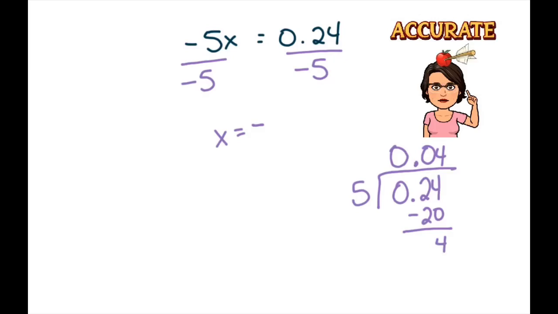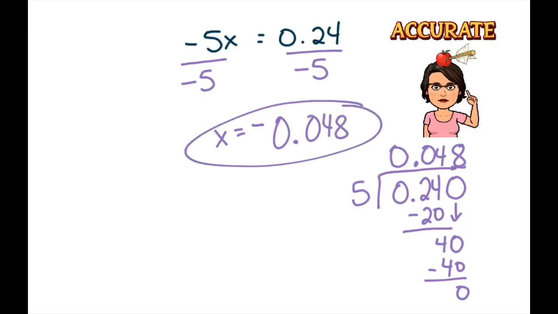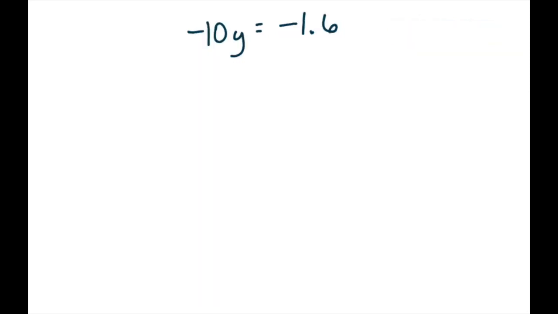And then I end up with a remainder of 4, and I don't want a fraction for my answer. I want a decimal, so I'm going to put a 0, bring down my 0. 5 will go into 40 8 times. 8 times 5 is 40. And that's my final answer. So negative 48 thousandths. All right, try another one.